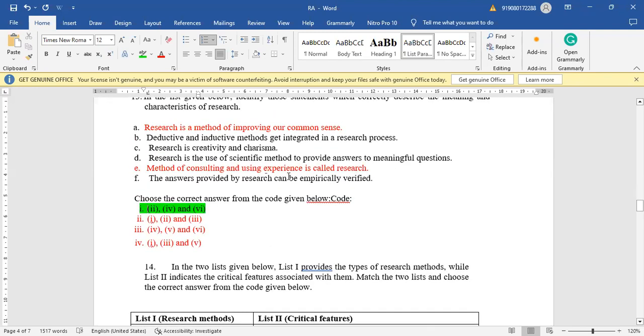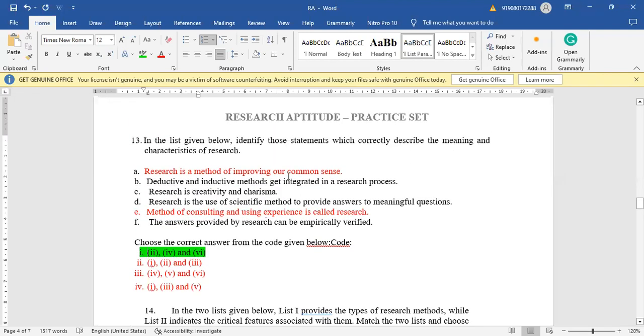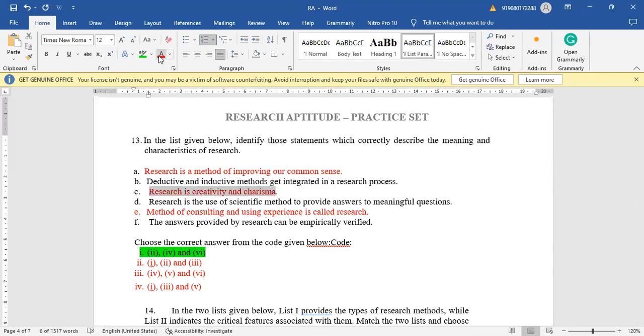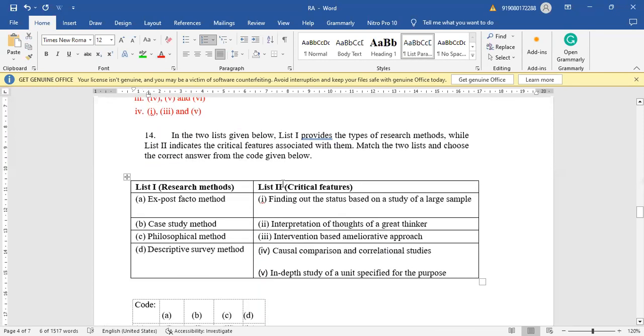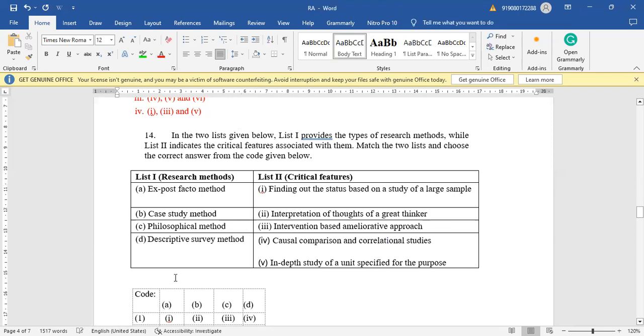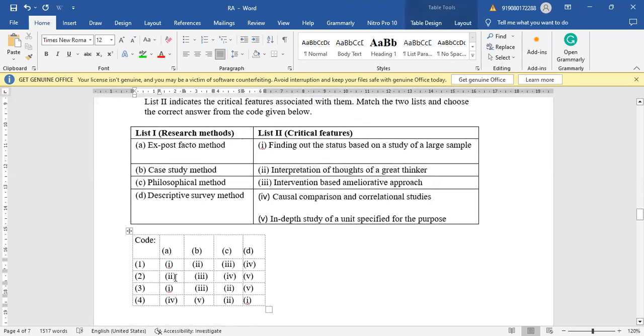So there are 2 methods of finding a right answer. One is moving towards the answer. Another is detecting all the wrong options so that you will get the right option. And option 3 is also wrong. Research is creativity and charisma? No. Deductive and inductive methods are there in research. Research is the use of the scientific method. Yes. Answers provided by research can be empirically verified. Yes. Again, match the following.